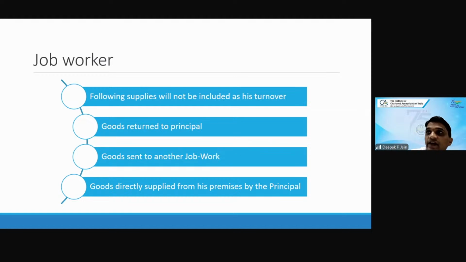Like if you're a service center of a car, you are getting a car worth 10 lakhs, but once you return it back, your sale invoice will not show 10 lakh rupees, right? Your sale invoice will show only the labor charges, repair charges. Similarly, in case of job worker also, whatever is his charges, that will be his turnover.